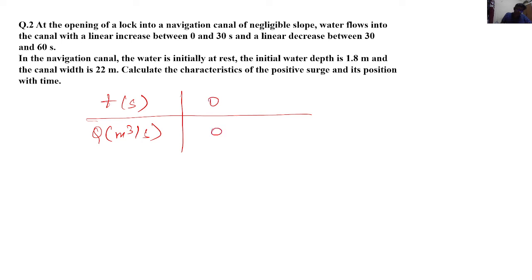At 0, the discharge is 0. From 0 to 30, it is increasing linearly, so it would be 15. And with a linear decrease between 30 and 60, at 60 it would be 0 again.